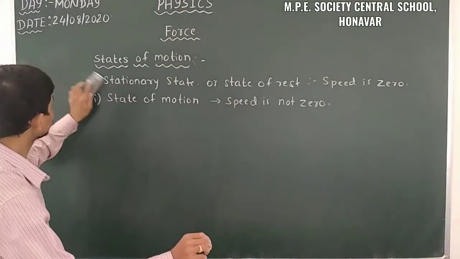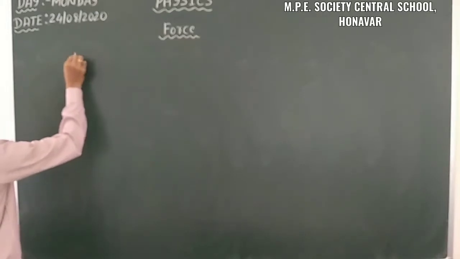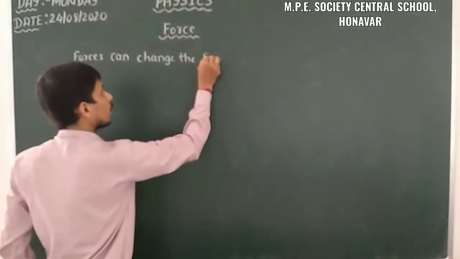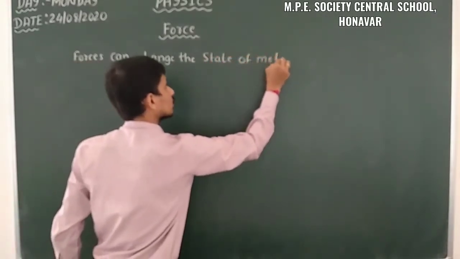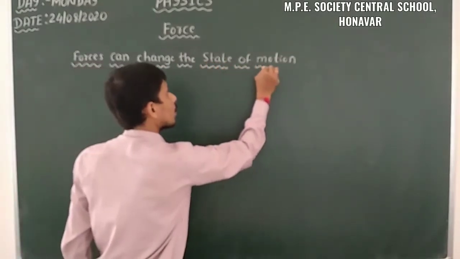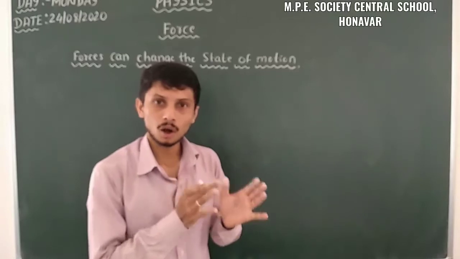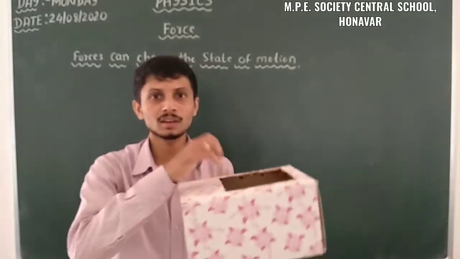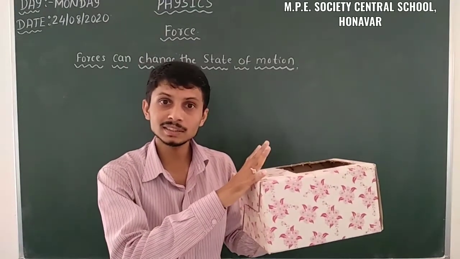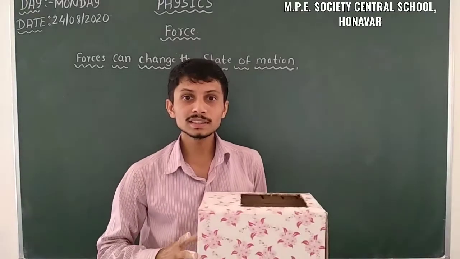Firstly I will take case 1. Here we study how forces can change the state of motion. Case 1 is when the object is in a stationary state, that means the object is at rest. When I apply force, it moves in the direction of force. Initially it is in the state of rest, and after applying force it comes to the state of motion.